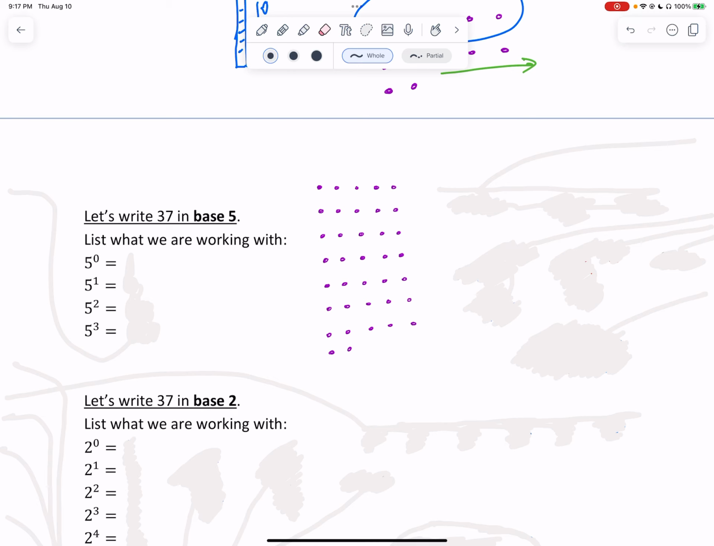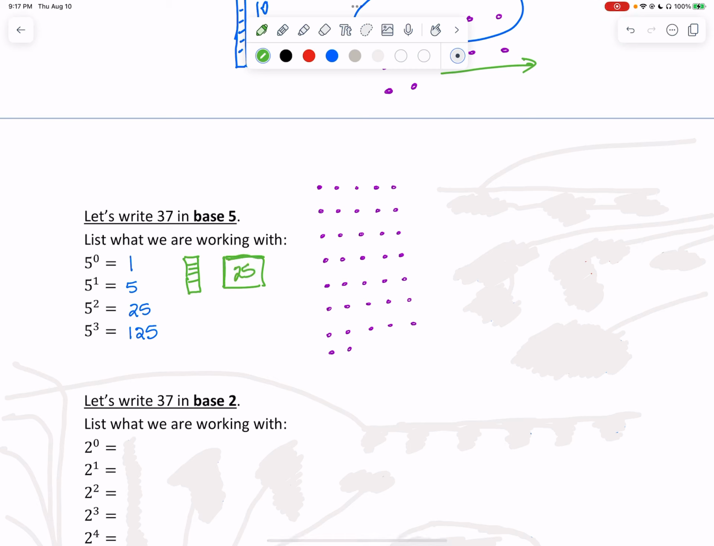There's my 37 blocks. But this time we're using base 5. So base 5 means these are the numbers we can use. 1, 5, 25, or 125. It might help. I didn't think to draw this, but the long is going to look like this. 1, 2, 3, 4. It's going to have 5 in it. A flat is going to have 5 this way and 5 that way. So you're going to have 25 in it.